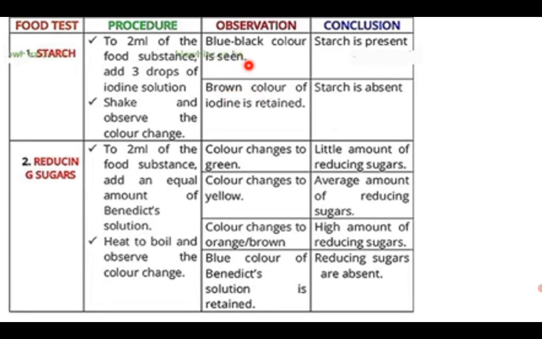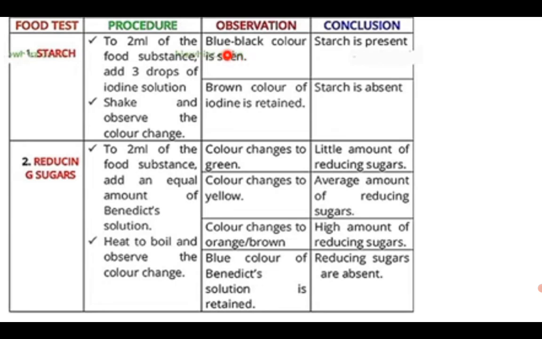All right, so depending on the color change that you see, you can tell whether starch is present or absent. If starch is present, then the iodine color will change from brown to blue-black. Make sure you describe this. Don't just say black or blue. You have to say blue-black. It means that the color is between blue and black. So mention the actual color that is seen.